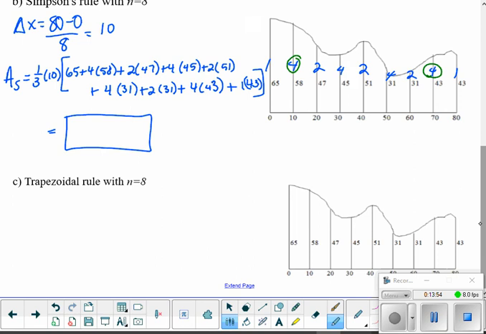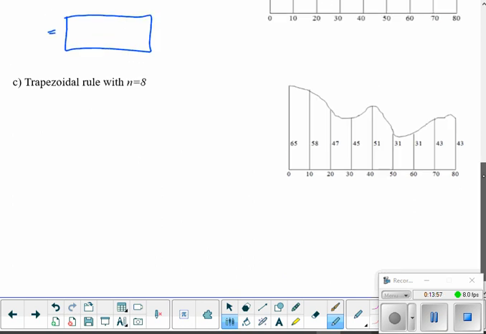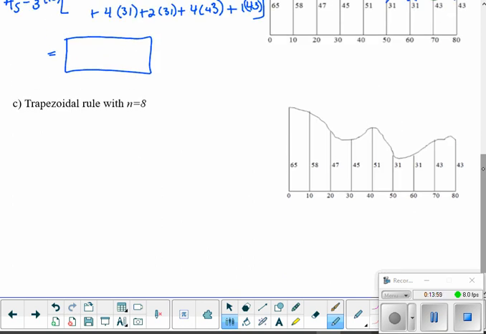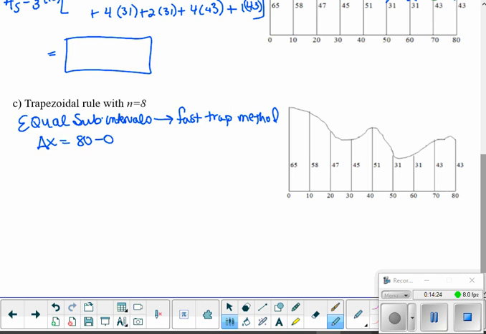Lastly, let's go do trapezoidal. And just as a means to compare, this one says with 8 subintervals. Ooh, 8 trapezoids does not sound like fun. But remember, we have equal subintervals. So for that, I'm going to do the fast trap method. It's good to get an example of one of these too. So delta x we know is the difference in our endpoints divided by 8. So we're going to have 10 as our common interval width.